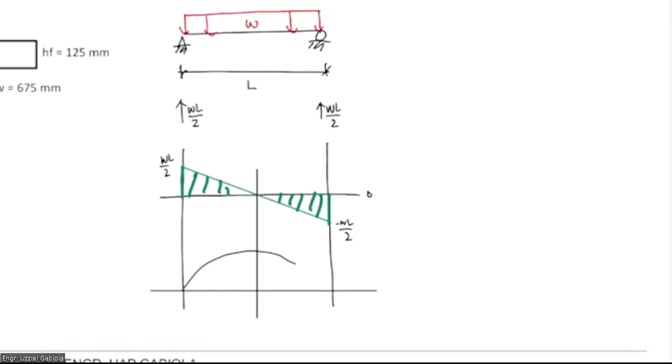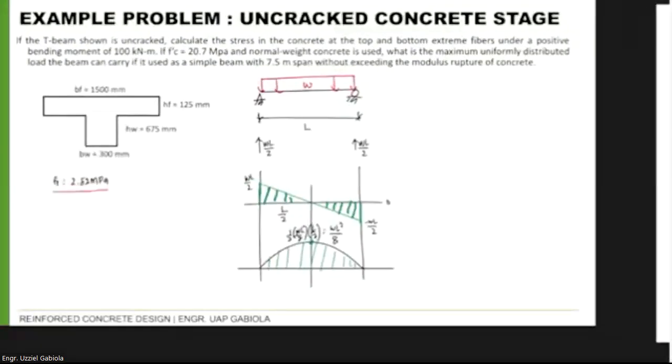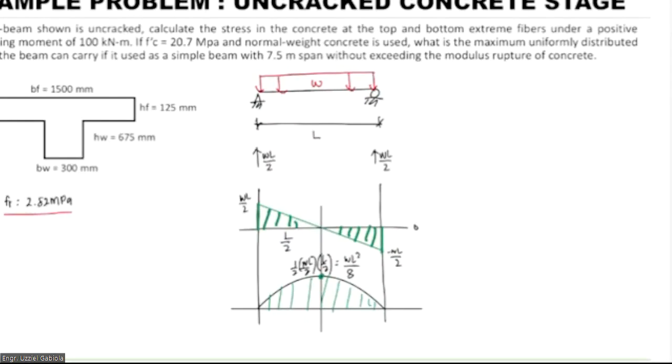So we can assume that that is that point. Okay, and this point is the area. This area, that is, this is L over 2. So the area is 1/2 times W L over 2 times L over 2. So we have WL squared over 8. So that is our maximum moment. That is why it's always given like that. Max moment is equal to WL squared over 8.